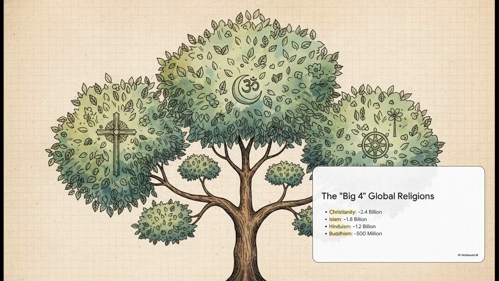So first things first, let's just get a sense of the sheer scale we're talking about here. The four biggest religions on the planet are usually considered to be Christianity, Islam, Hinduism, and Buddhism. And as you can see, the top three are absolutely massive. I mean, data from the Pew Research Center shows that Christianity and Islam alone have over 4 billion followers. Then you add in Hinduism with another billion plus. These are the giants that really shape our world.